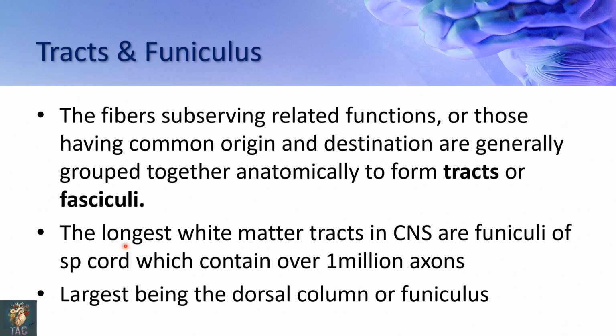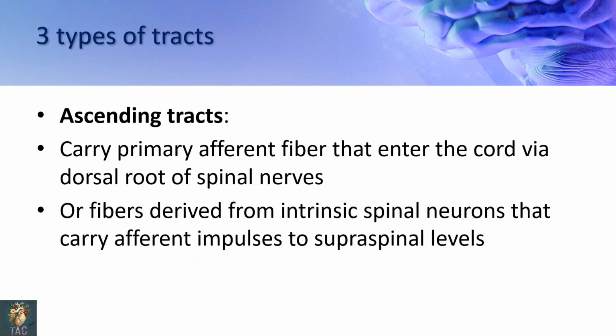In addition to this, the longest white matter tracts in the central nervous system are the funiculi of the spinal cord, which contain over 1 million axons, and the largest of these funiculi is the dorsal column or dorsal funiculus. In a funiculus there may be multiple different tracts, either ascending or descending, but in a fasciculus or tract, the fibers have the same origin, the same function and the same destination. Please memorize this difference between the two.